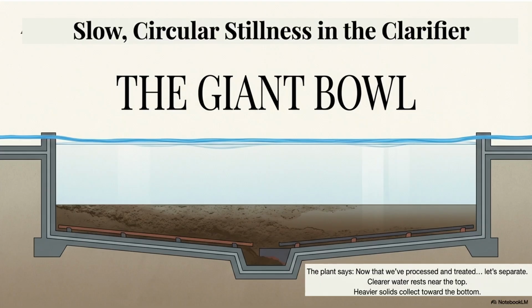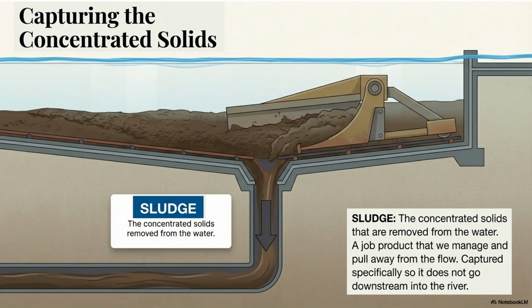Next, the bubbling noise fades. You, as the drop, are out of the aeration tank and enter a place that feels calm and wide, a giant bowl, a slow, circular stillness. This is the clarifier. The clarifier is where the plant says, now that we've processed and treated, let's separate. Here we meet our second vocabulary word, sludge. Sludge is a byproduct. It is the concentrated solids we remove and manage because they do not belong in the river. Visually, imagine clearer water near the top, heavier solids collecting toward the bottom. That bottom collection, those concentrated solids, that's sludge. Sludge is the concentrated solids that are removed from the water and managed. This word will matter a lot later when you learn settling, return, and process control. But for now, it simply means the solids we capture so they don't go downstream.